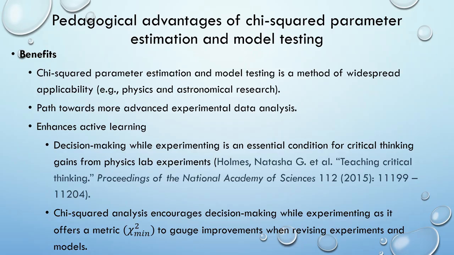In addition to being an optimal curve fitting method when Gaussian uncertainties are present, chi-squared analysis offers unique pedagogical advantages. It provides a path from introductory physics lab courses to advanced lab courses. Importantly, it improves learning in key ways. Research has shown that critical thinking gains in physics lab experiments require students to be involved in decision-making while experimenting. Chi-squared analysis encourages decision-making because chi-square min provides a metric to gauge improvements when revising experiments and models, so it directly engages students in experimental decision-making.